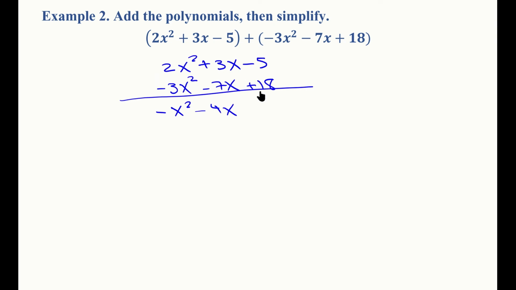And -5 plus 18 gives us +13. And right there, we have combined those two polynomials. Combining polynomials is a general term which means either adding or subtracting. So it includes both addition and subtraction within itself, the term combining.